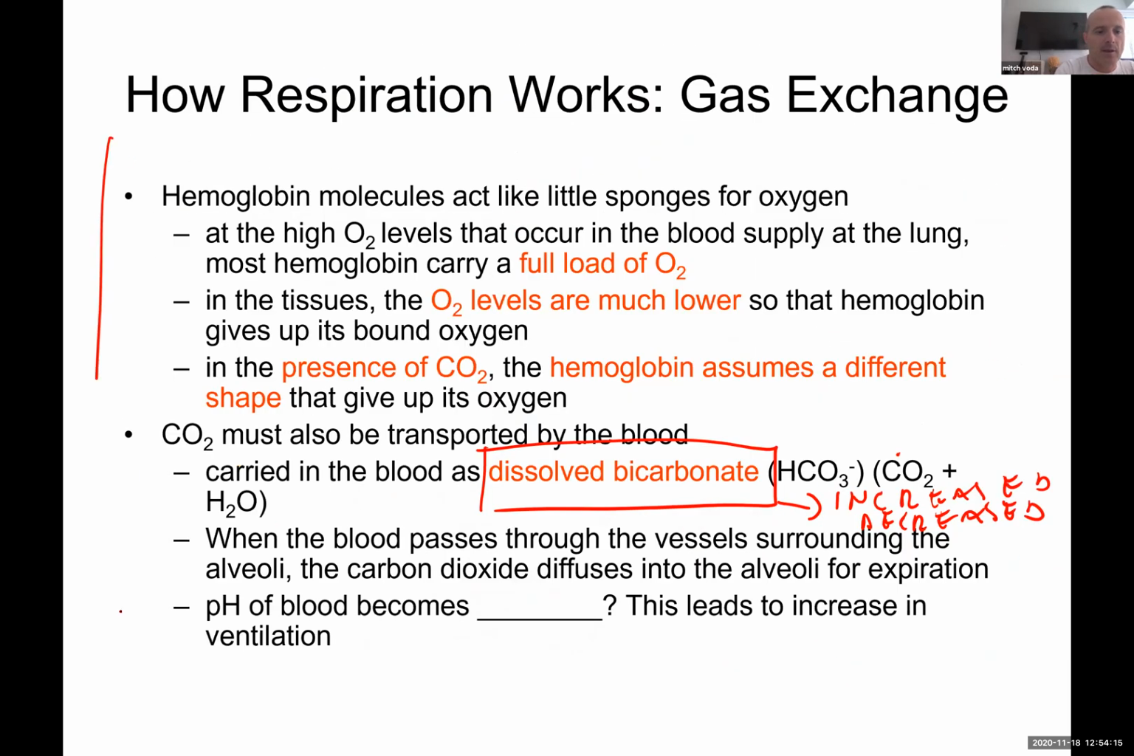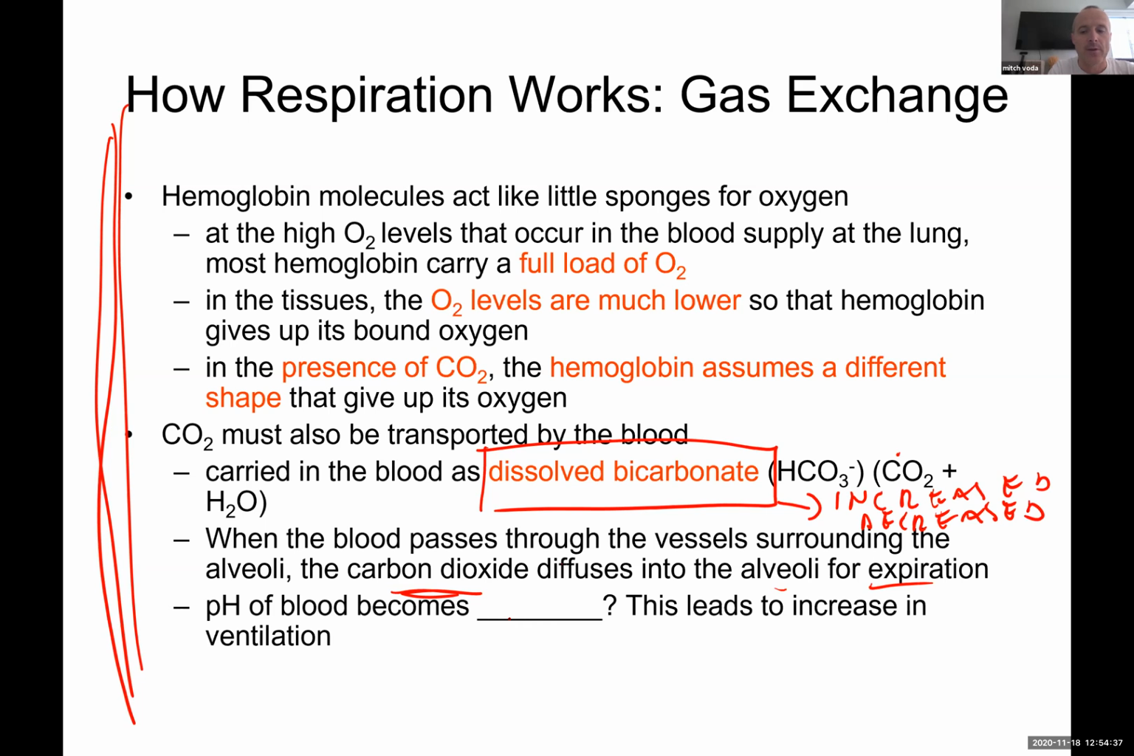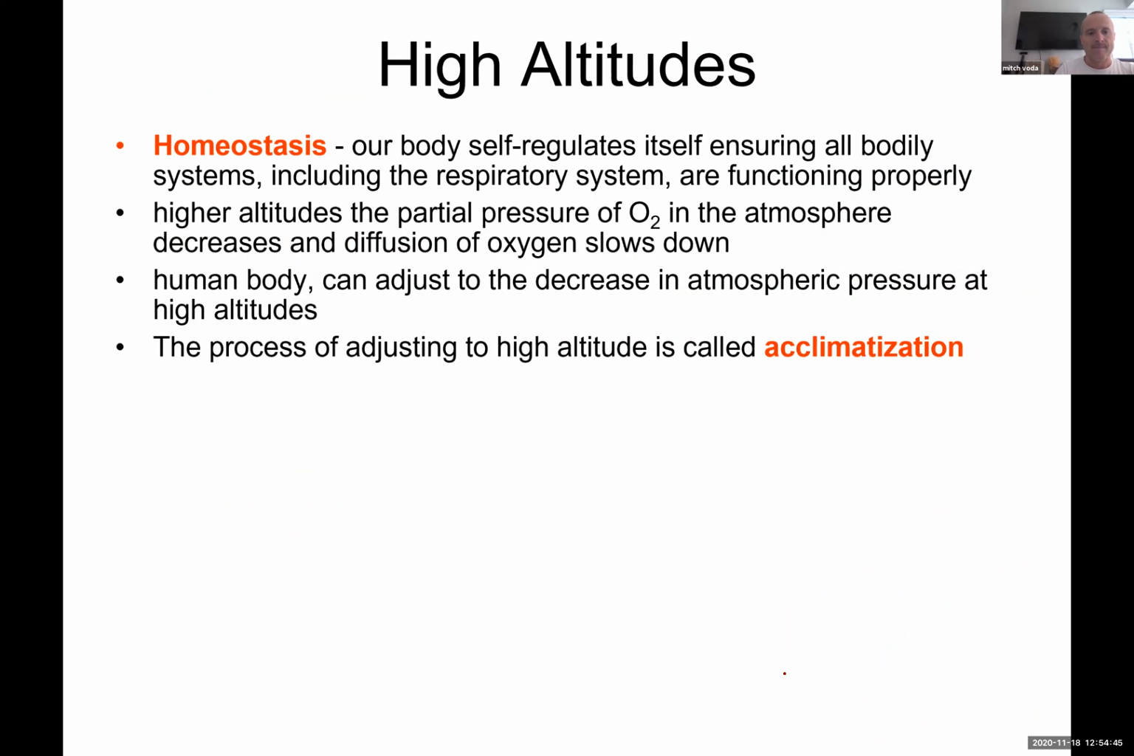So you have this whole explanation right in here. When the blood passes through the blood vessels surrounding the alveoli, the carbon dioxide diffuses into the alveoli for expiration. pH of blood becomes now what? If you eliminate a lot of the carbon dioxide, pH becomes slightly basic because you lose a lot of that carbon dioxide. Now, this leads to an increase in ventilation. Homeostasis is basically equilibrium, when all the functions in the body are kept at equilibrium.